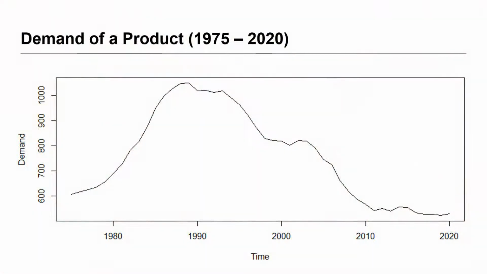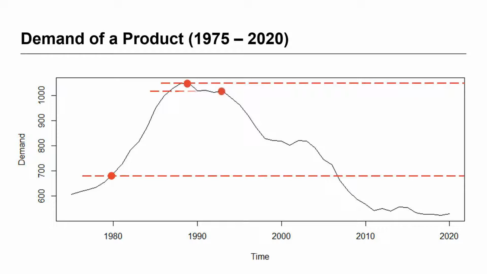Now, let us look at another example, a little different one this time. Let's say this series represents the demand of a certain product starting from 1975 to 2020. In this example, although we have both levels and trends, we will ignore the trends part for a while. This graph clearly shows that the level of the series keeps changing with the change in time. In fact, the level changes abruptly as the time changes.